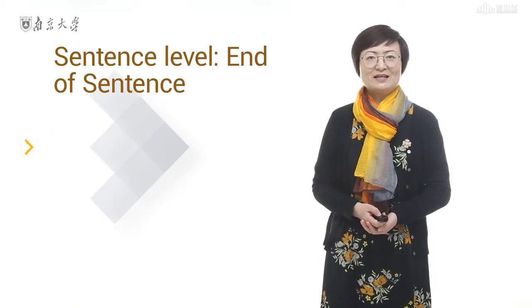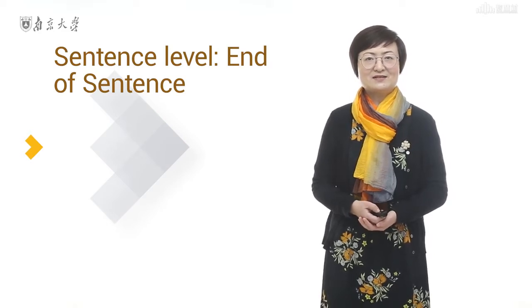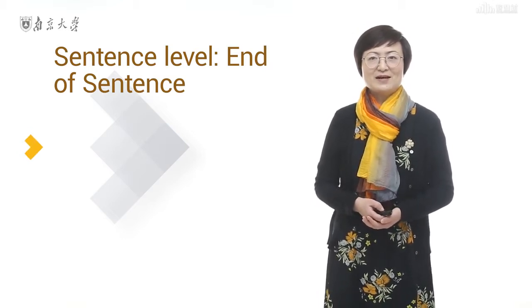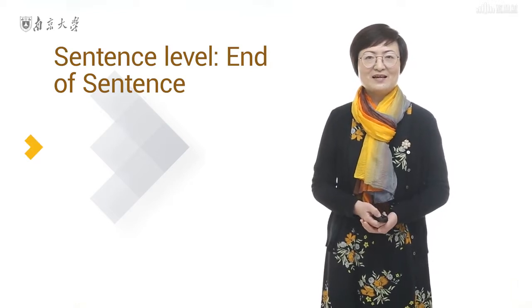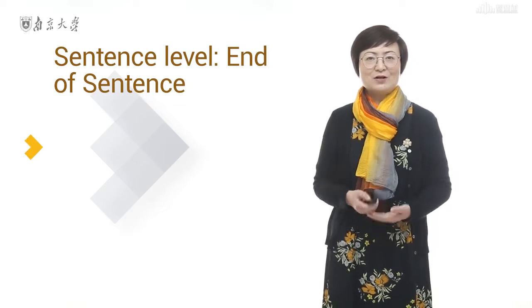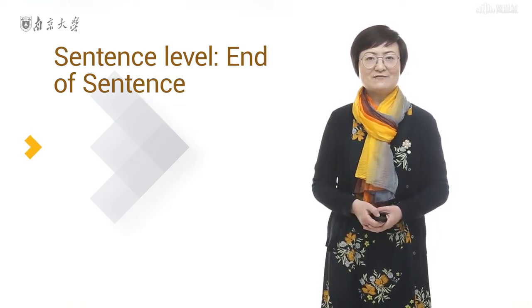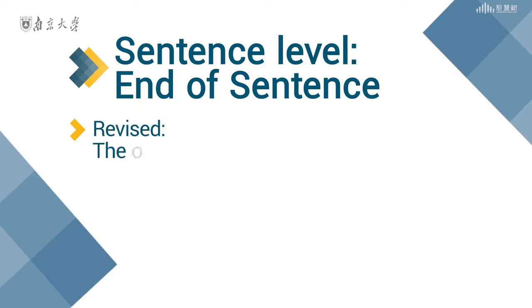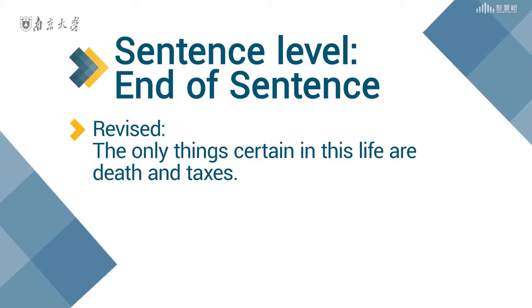When we speak, the emphasis naturally comes at the end of the sentence. Our voices gradually rise toward the end of a sentence before abruptly falling. Thus, when writing, a simple, effective way to emphasize main ideas and important concepts is to structure your sentence so that the words you want emphasized come at the end of a sentence. For example, death and taxes are the only things certain in this life. We can revise the sentence into the only things certain in this life are death and taxes.